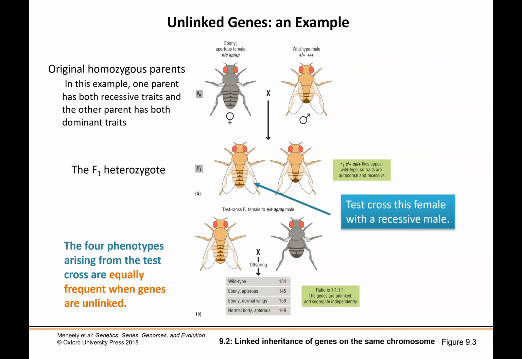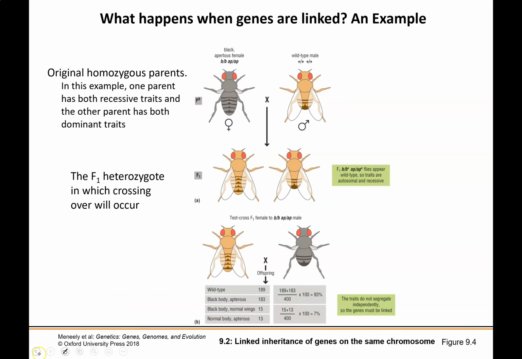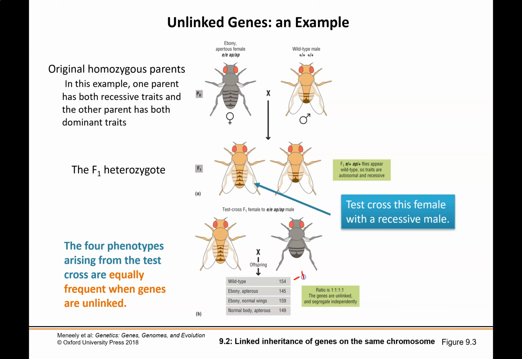So if you are given a set of phenotypes, you could identify that these are unlinked genes because these phenotype combinations are occurring in equal frequency. Now we still have parentals. We have the wild type here and the ebony apterous.